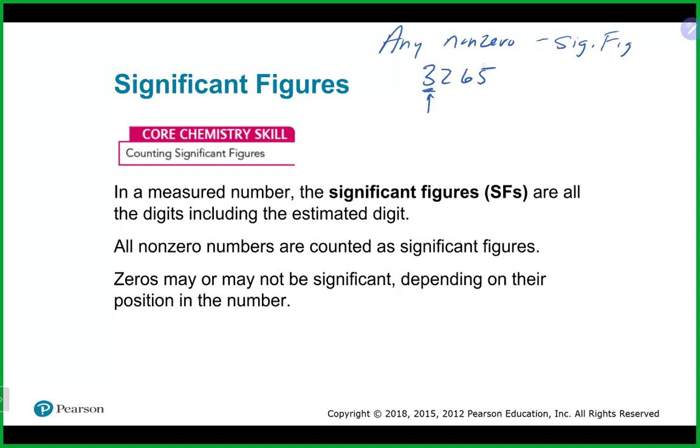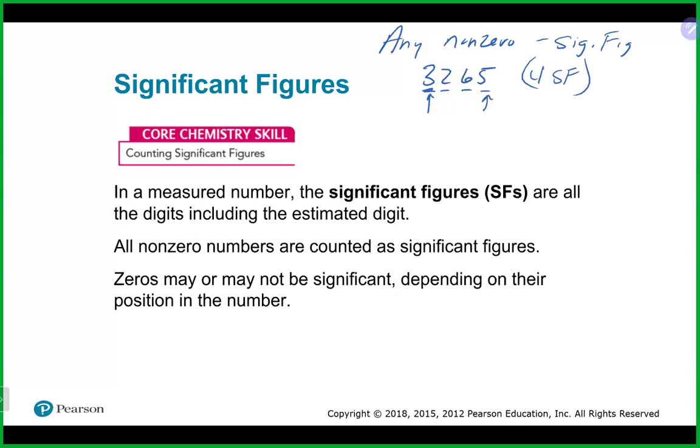That's a non-zero, that's a non-zero, non-zero, and non-zero, which means that this number should have 4 significant figures. They are all significant. That would also mean that obviously if this was a measurement, it has 4 significant figures. The uncertain number in this case would be which one? It is 5 in this case.